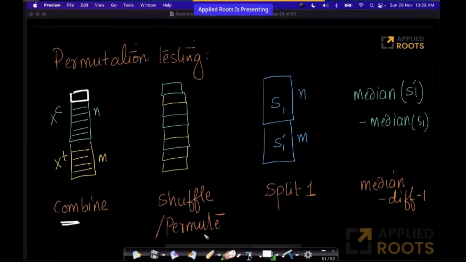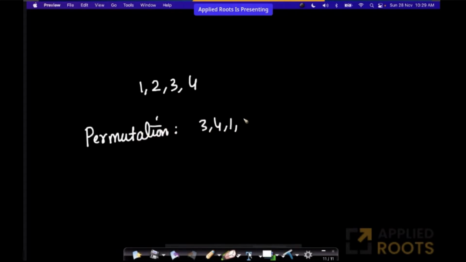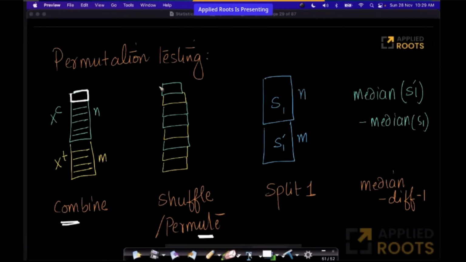The shuffling is also called permuting. What is permuting? Probably you learned it in your 11th and 12th class math. Imagine I have some 4 numbers. What is a permutation of these numbers? 3, 4, 1, 2 is one permutation of these numbers, also called a shuffle. So all that we are doing here is taking these numbers and randomly shuffling them. The shuffle or permuting has to be random.